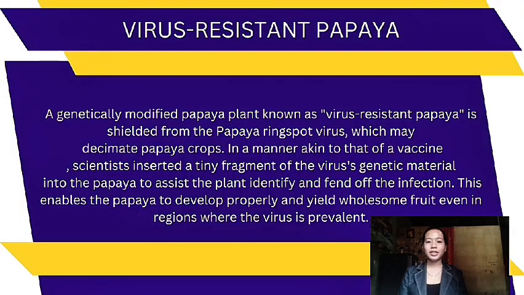Virus-resistant papaya. A genetically modified papaya plant known as virus-resistant papaya is shielded from the papaya ring spot virus, which may decimate papaya crops. In a manner akin to that of a vaccine, scientists inserted a tiny fragment of the virus genetic material into the papaya to assist the plant identify and fight off the infection. This enables the papaya to develop properly and yield wholesome fruit even in a region where the virus is prevalent.